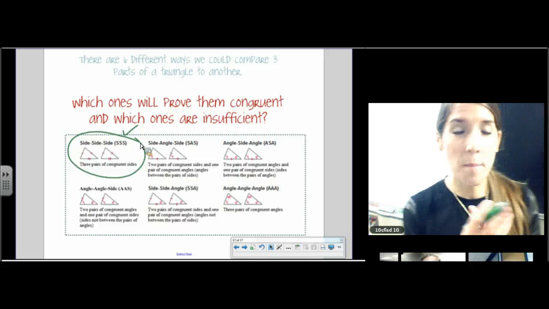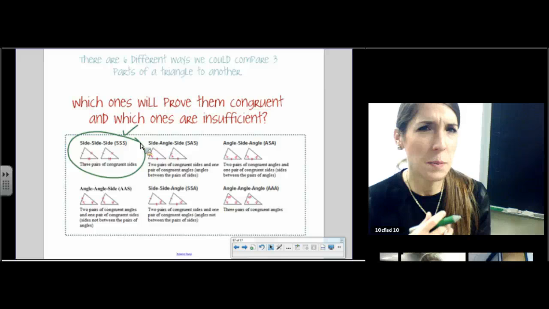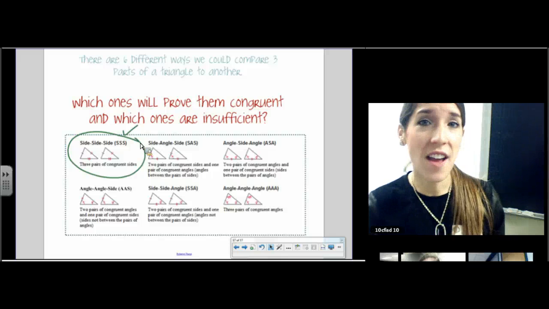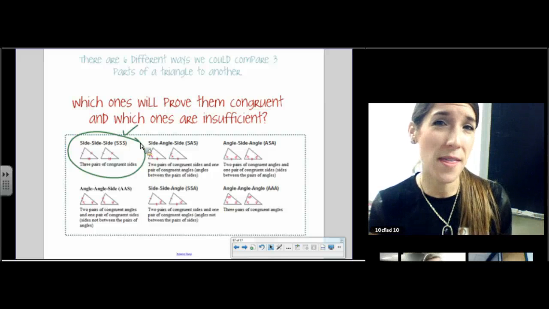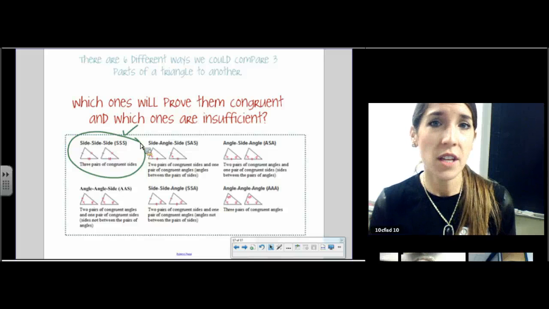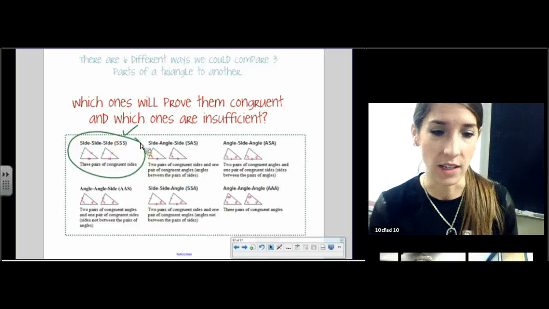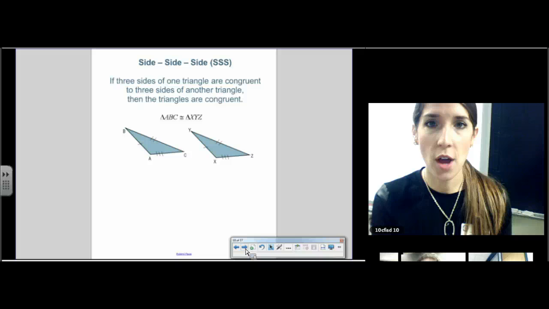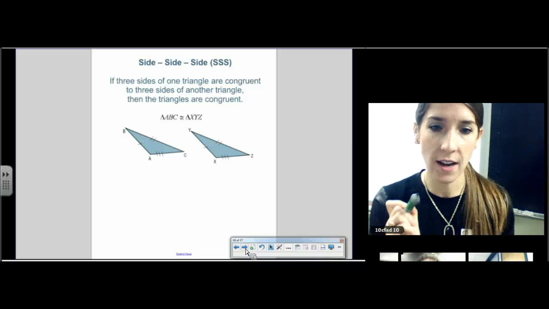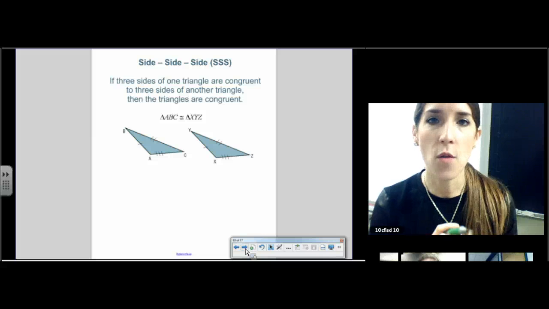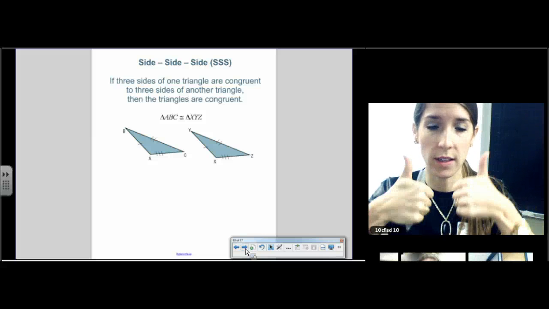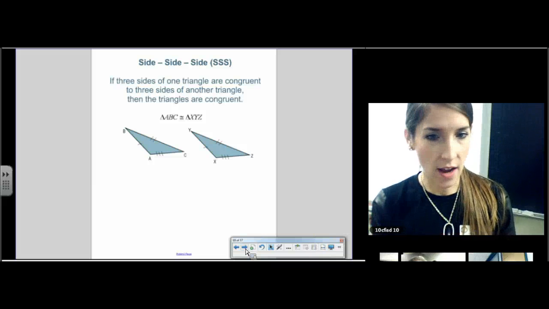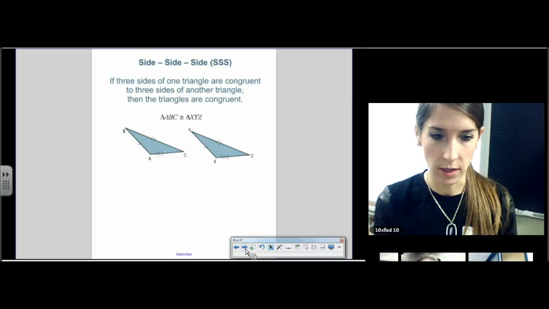Okay, so remember, we're looking for evidence, but it can't just be any evidence, right? An attorney could present evidence and the judge could say, I'm sorry, that's just not enough conclusive evidence to show that this person's guilty. I'm going to have to say they're not guilty. So we need evidence, but we need the right kind of evidence. So let's talk about which ones are the right kind of evidence. In your notes, write it down. This one is for sure the right kind of evidence. Side, side, side. Write it down on one of the pieces of evidence that do work. This one works. If 3 sides of one triangle are congruent to 3 sides of another triangle, then the triangles are congruent.